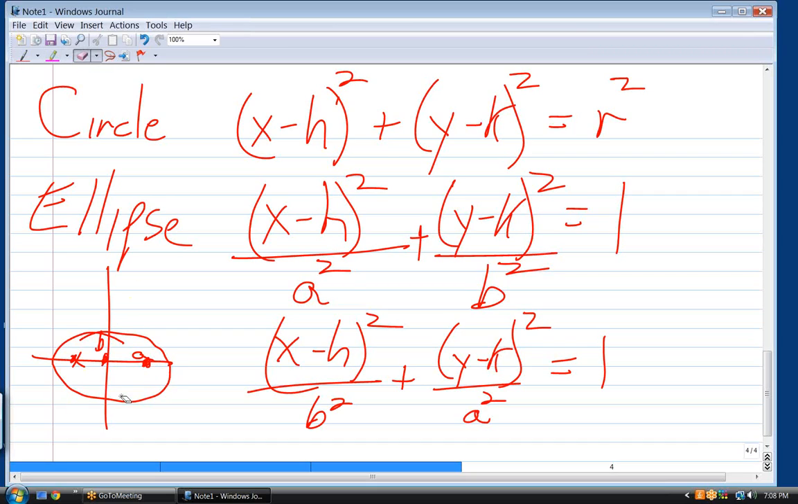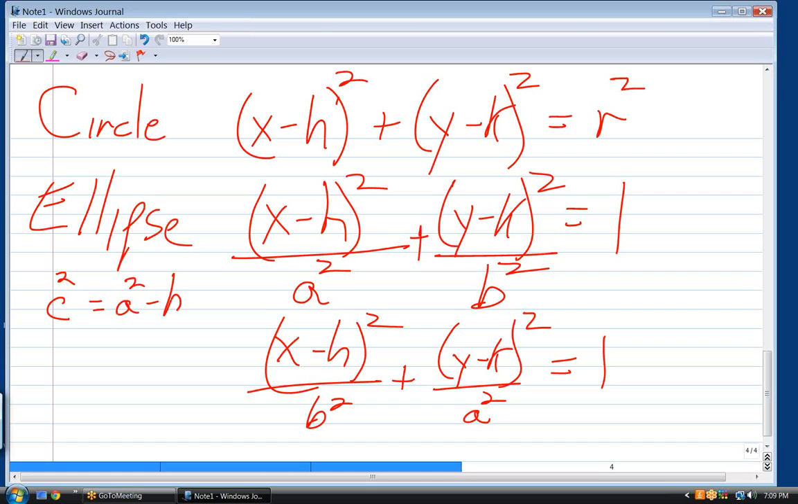And how does c relate to a and b? Doesn't c over a equal b or something? No, that's eccentricity. Think more Pythagorean theorem. It's not a squared plus b squared, it's a squared minus b squared for an ellipse. For a hyperbola, it's plus.